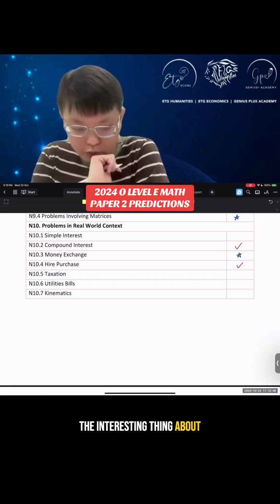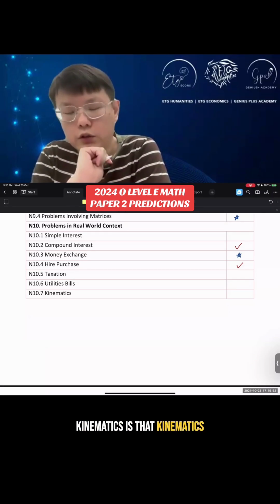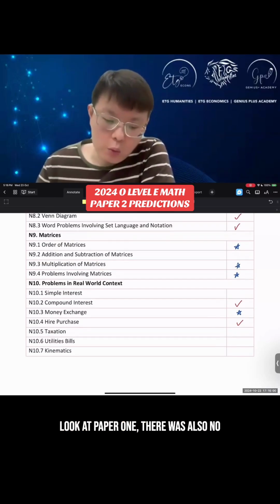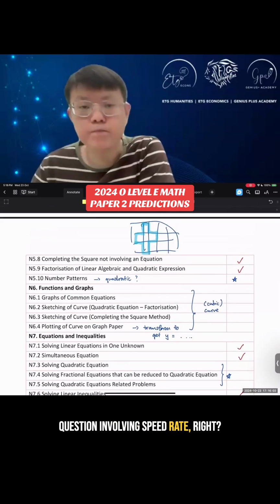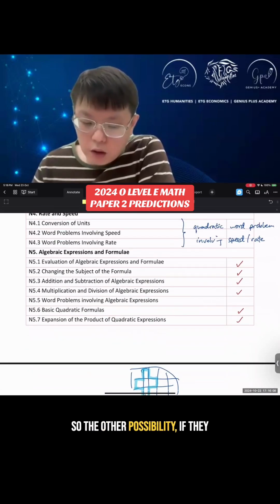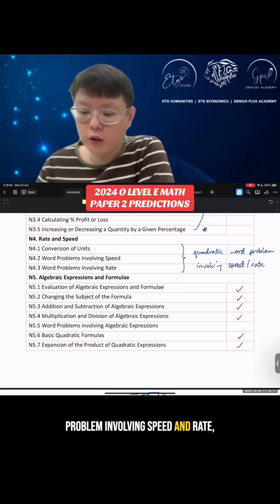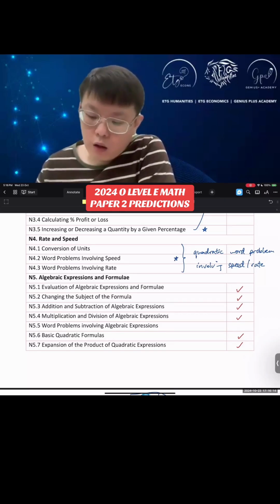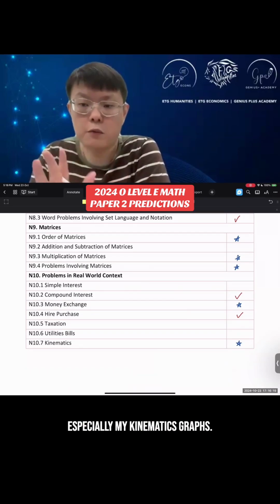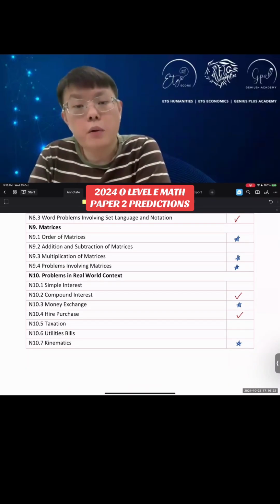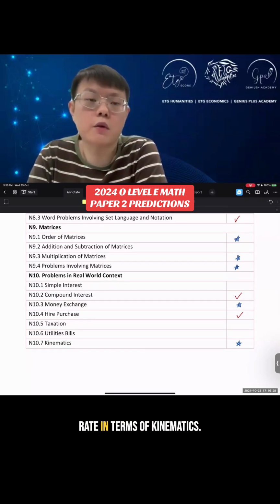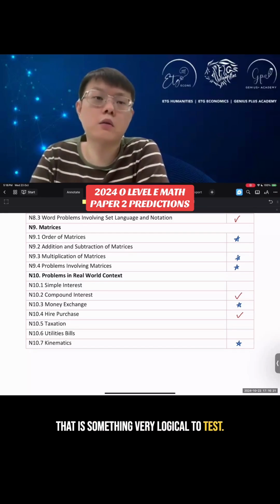The interesting thing about kinematics is that kinematics was not tested at all last year. But if you look at paper 1, there was also no question involving speed, rate, right? So the other possibility, if they don't test you a quadratic word problem involving speed and rate, they will test you kinematics. So I will make sure I go and know my kinematics and especially my kinematics graphs. Because if they didn't test in terms of quadratic, then they could very well test speed and rate in terms of kinematics. That is something very logical to test. Agree?